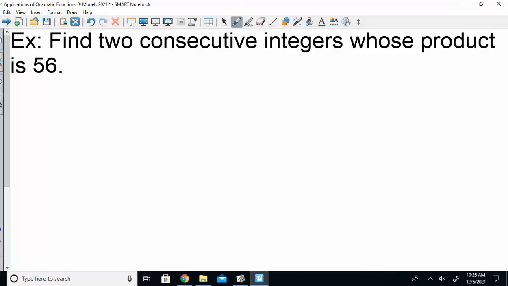This one, I'm not asking you to do a whole lot. I'm just trying to get you to think about what the two numbers would be. So I want two consecutive numbers whose product is 56.